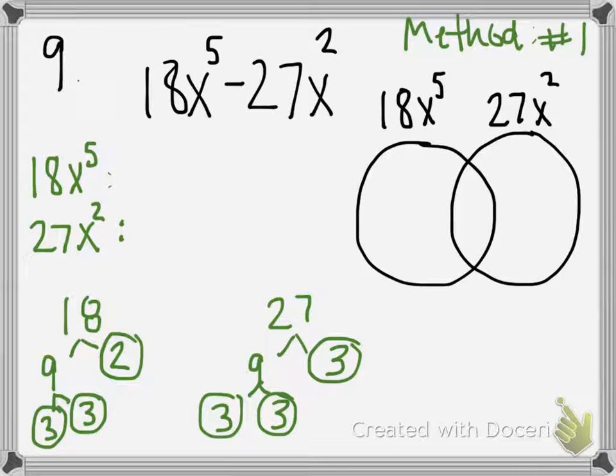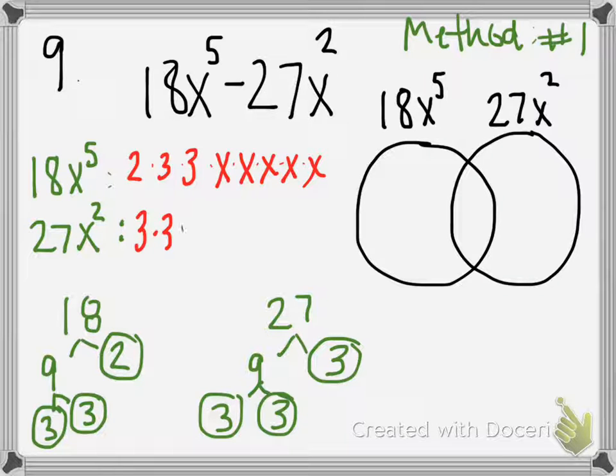Alright, so for 18x to the 5th, in any order, its prime factors were 2 times 3 times 3, and then I need to expand 5 x's for x to the 5th. 27x squared, we have 3 times 3 times 3, and then x times x.